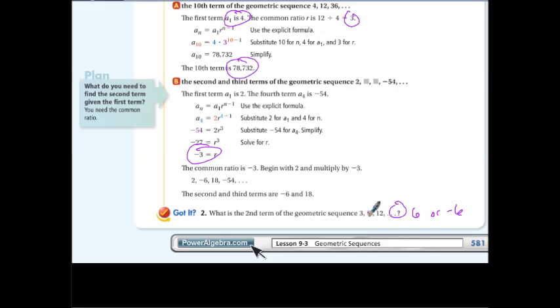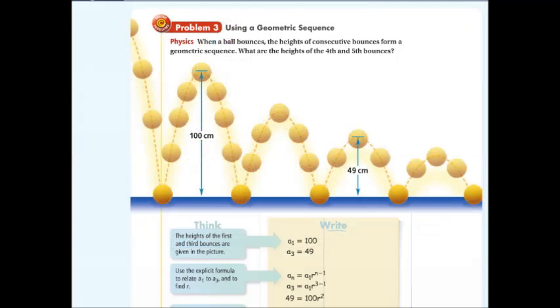3 times 2 is 6. 6 times 2 is 12. 3 times negative 2 is negative 6. And negative 6 times negative 2 is positive 12. So it could be either one. Hopefully you got that one. Let's take a look here. So how do we use a geometric sequence?